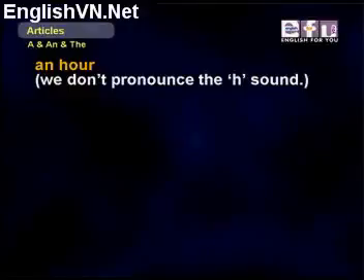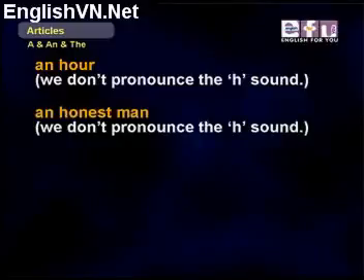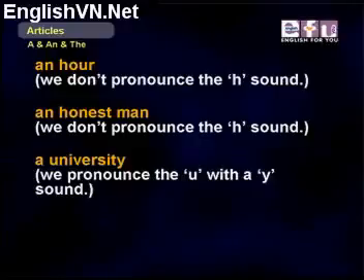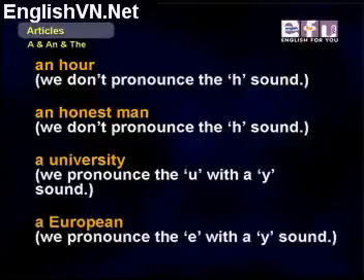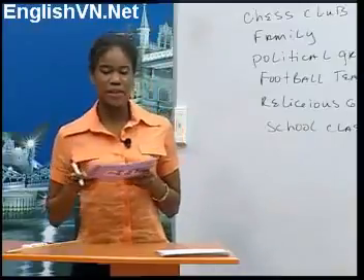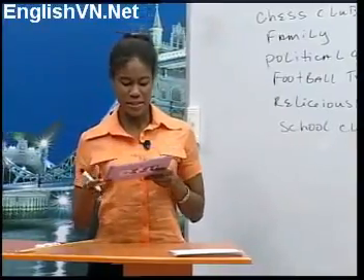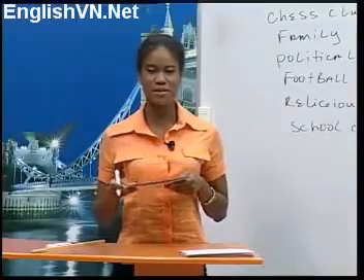We say an hour because we don't pronounce the H, so it sounds like a vowel sound. Same with an honest man. We don't pronounce the H. We say a university because university sounds like a Y sound. Same with a European. We pronounce the E and it sounds like a Y. Okay, let's look at some examples of sentences using articles to talk about social groups.